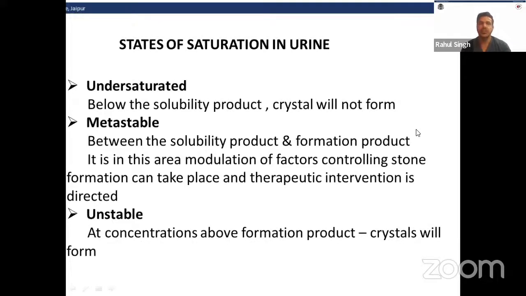States of saturation in urine. In the undersaturated stage, below the solubility product, crystals will not form. The metastable stage is between the solubility product and formation product. It is in this area that modulation of factors controlling stone formation can take place and therapeutic intervention is directed. And in the unstable state, at concentration above the formation product, crystals will form.